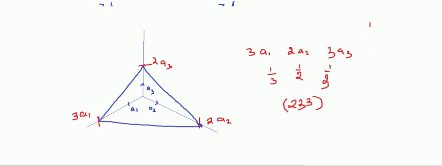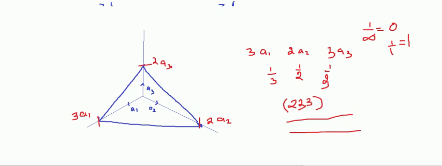So in case of 1 by infinity, you can write 0. In case of 1 by 1, you can write 1. But in this type of case, you need to find the smallest integers. Okay, so let me give you one more case of Miller indices.